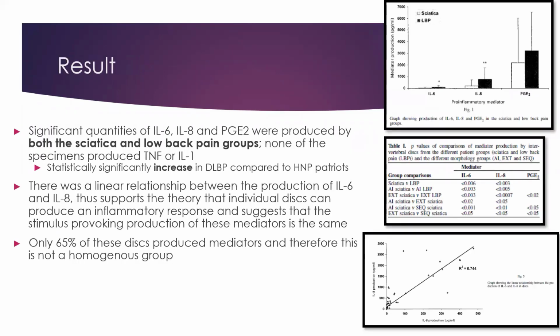The results of note were that significant quantities of pro-inflammatory mediators were produced in both the disc herniation and the discogenic back pain groups. There was no TNF or IL-1, but a high presence of IL-6, IL-8, and PGE2. And there was a significantly increased quantity of IL-6 and IL-8 in the discogenic low back pain group compared to the disc herniation group. So that was interesting. They're present in both, but definitely in high quantities in the discogenic back pain.